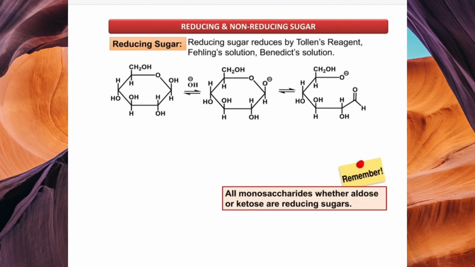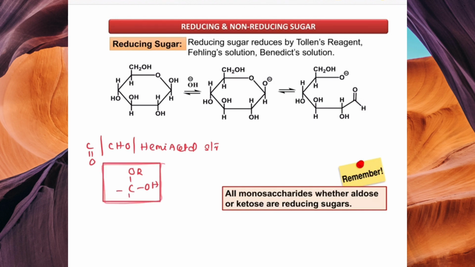So what do you mean by reducing sugars? Sugars which reduce Tollens and Fehling reagent we are calling reducing sugars. Reducing sugars reduce Tollens and Fehling reagent due to the presence of a free aldehyde group or ketone group, or due to the presence of a hemiacetal structure. Important: if a carbon contains an alkoxy group and a hydroxy group, this situation we are calling a hemiacetal structure. So they act like reducing sugars.